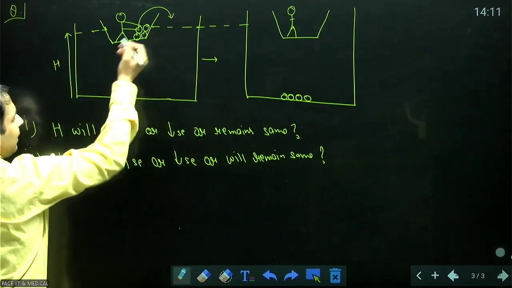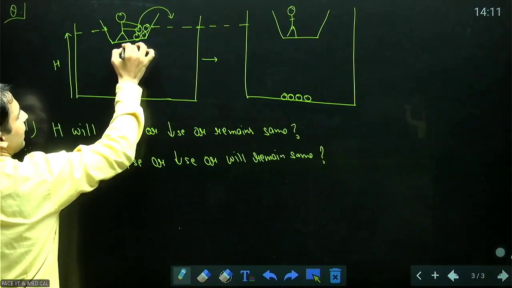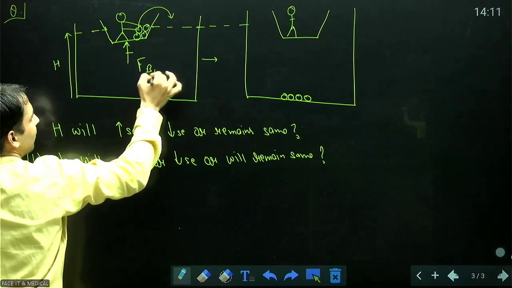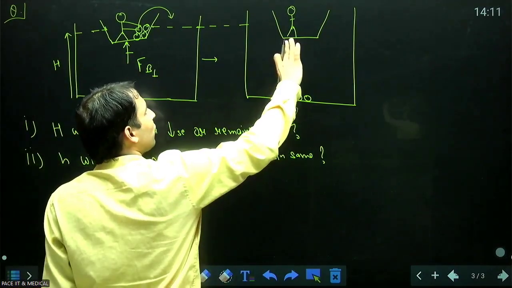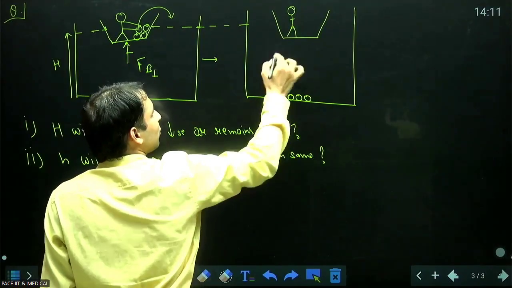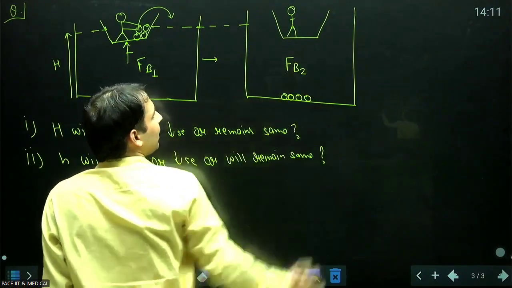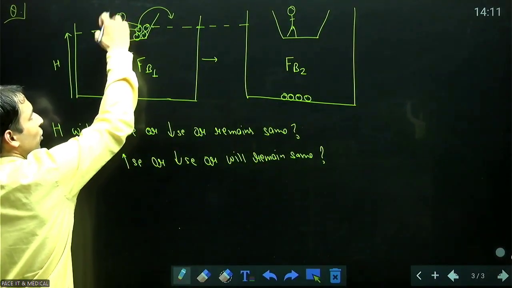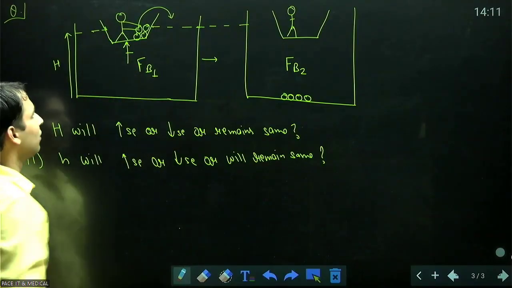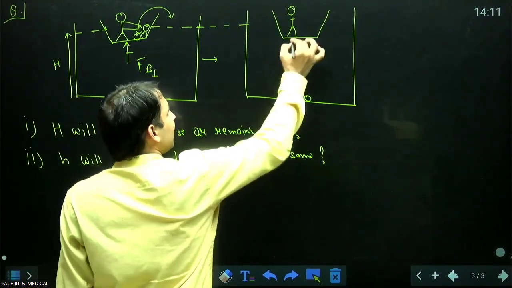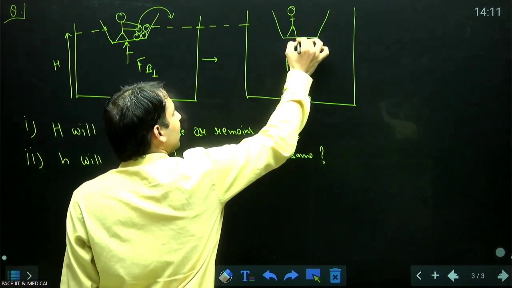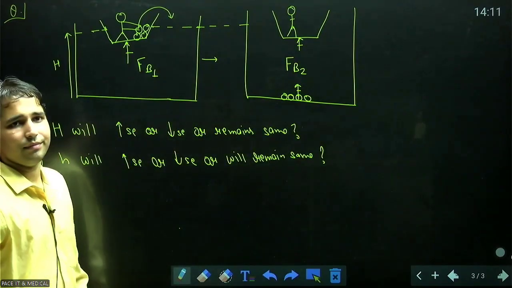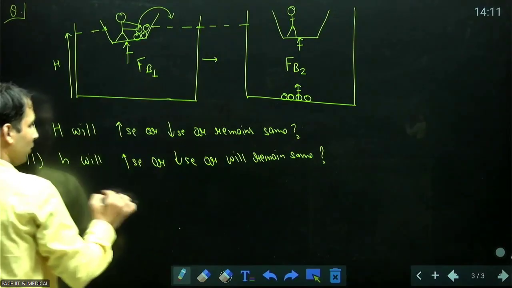Now let's say in the first case, buoyant force acting on this combined system of boat and stones is FB1, and in the second case, buoyant force on this combined system of boat plus the stones is FB2, right? Our system is this boat plus the stones. In the first case buoyant force is FB1, in the second case the combined buoyant force is FB2.